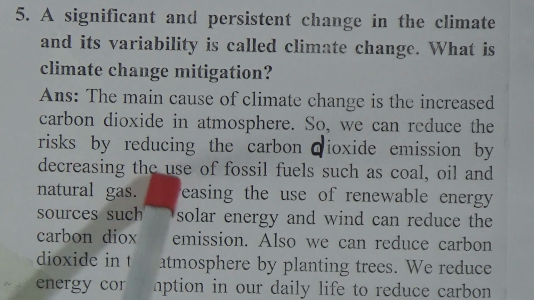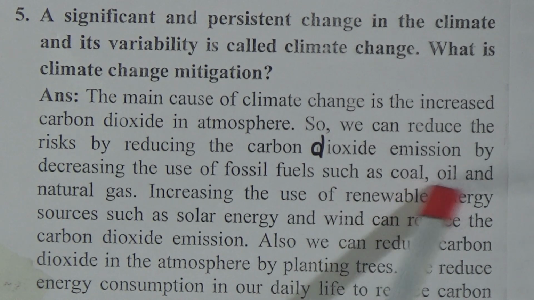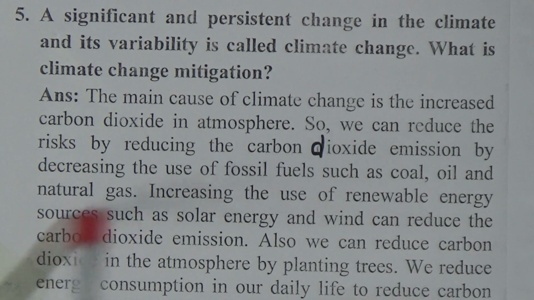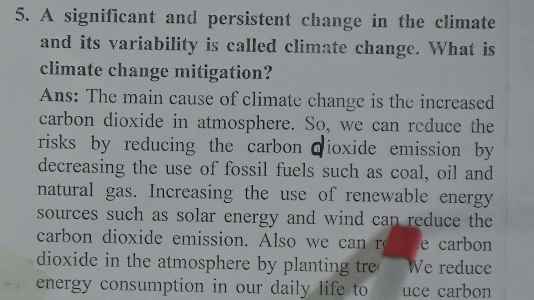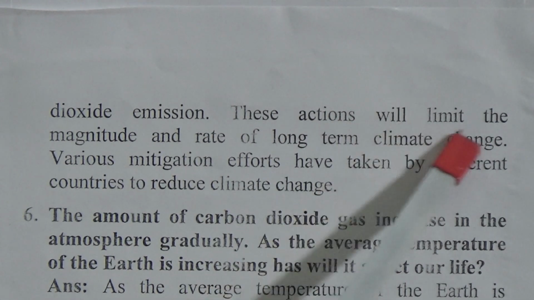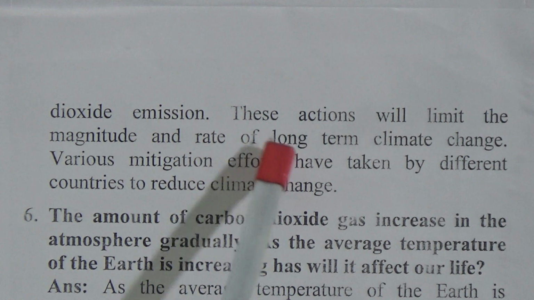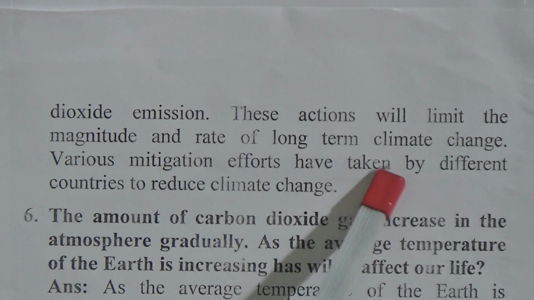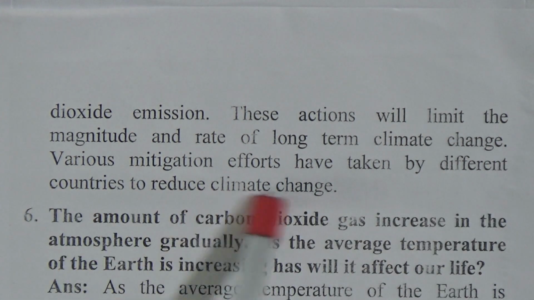emission by decreasing the use of fossil fuels such as coal, oil and natural gas. Increasing the use of renewable energy sources such as solar energy and wind can reduce the carbon dioxide emission. Also we can reduce carbon dioxide in the atmosphere by planting trees. We reduce energy consumption in our daily life to reduce carbon dioxide emission. This action will limit the magnitude and rate of long-term climate change. Various mitigation efforts have been taken by different countries to reduce climate change.